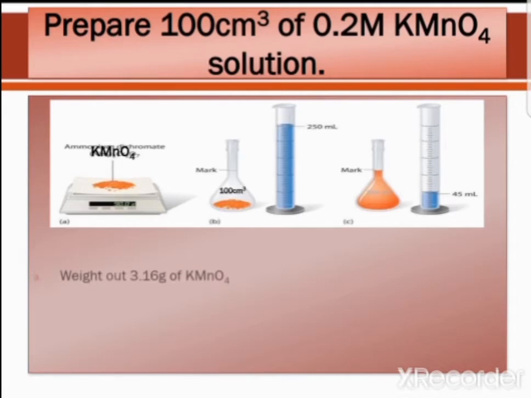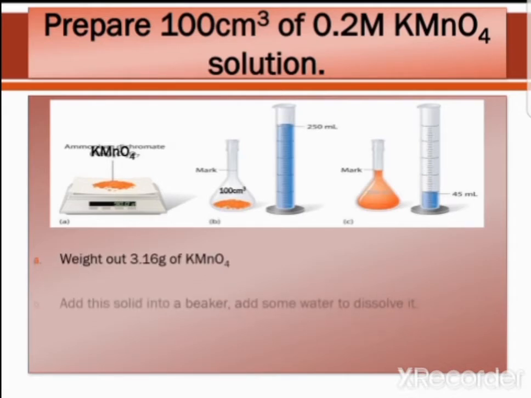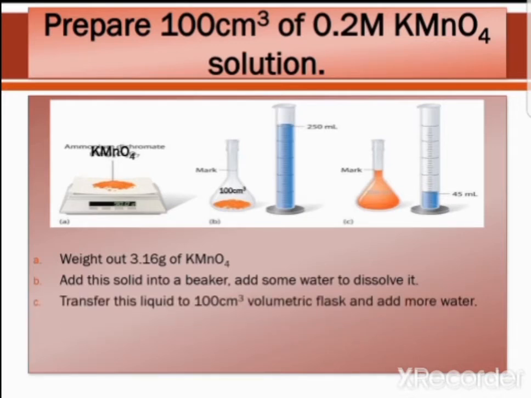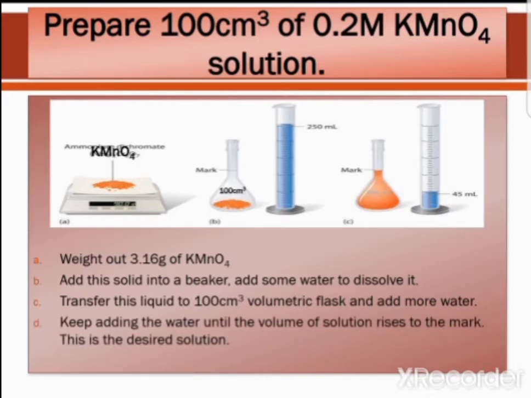Then we will add this solute into a beaker and add some water to dissolve it. Then we will transfer this liquid to 100 cubic centimeter volumetric flask and add more water. We will keep adding water until the volume of solution rises to the mark. This is the desired solution.